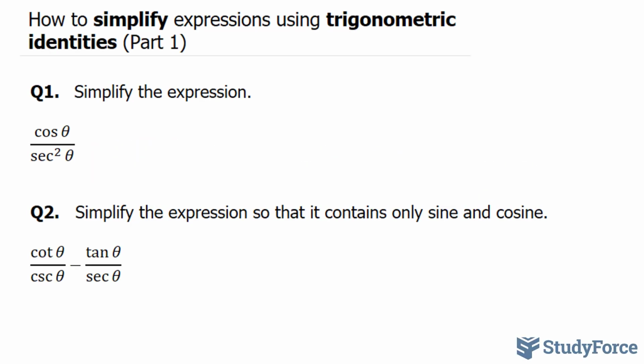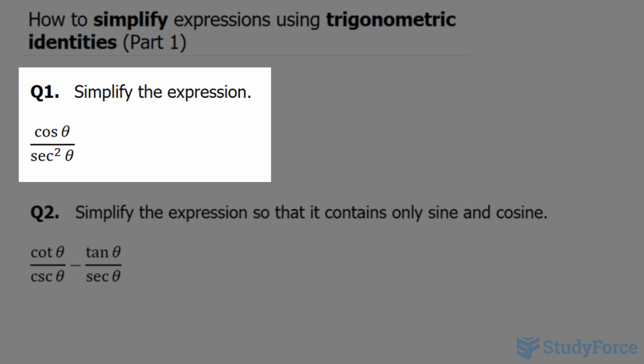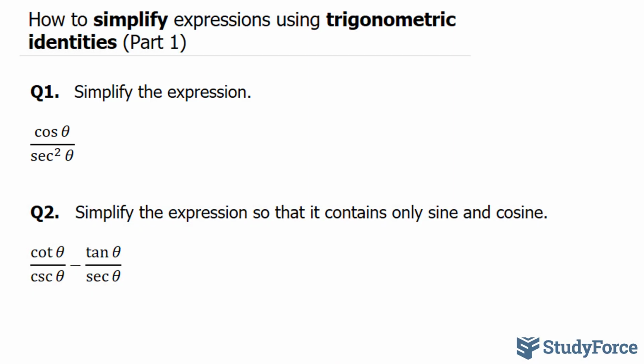In this video, I'll show you how to simplify expressions using trigonometric identities. This is part 1. Starting off with question 1, they ask us to simplify the expression cosine theta over secant squared theta. Secant squared theta is a reciprocal trigonometric function.